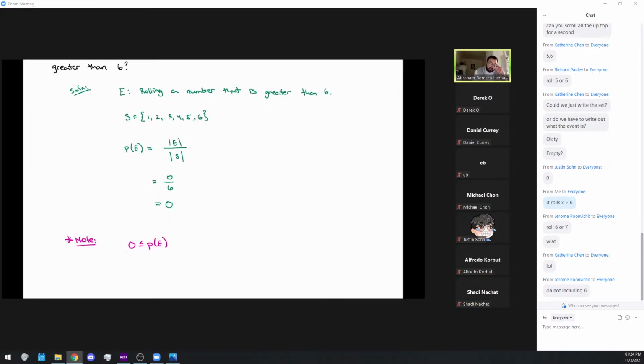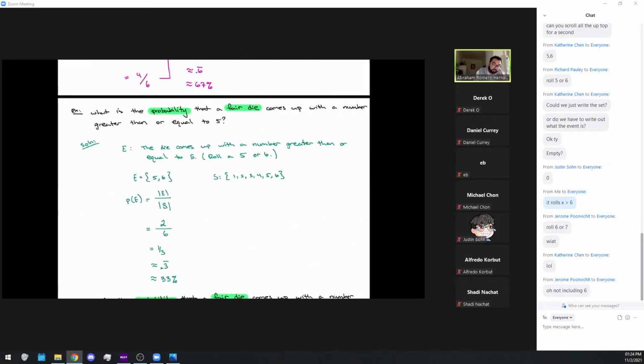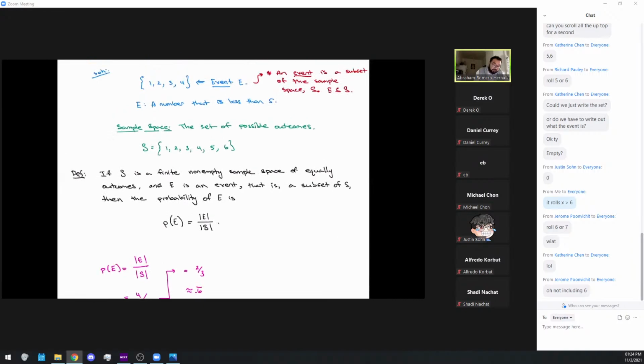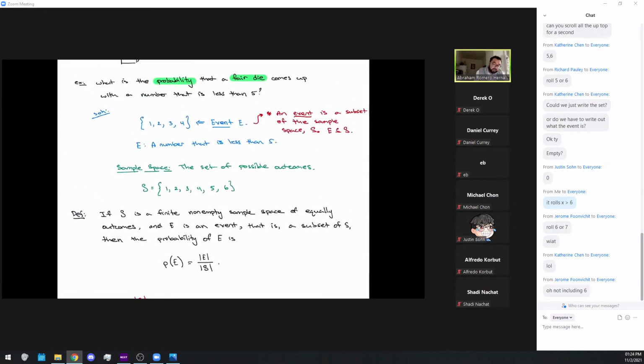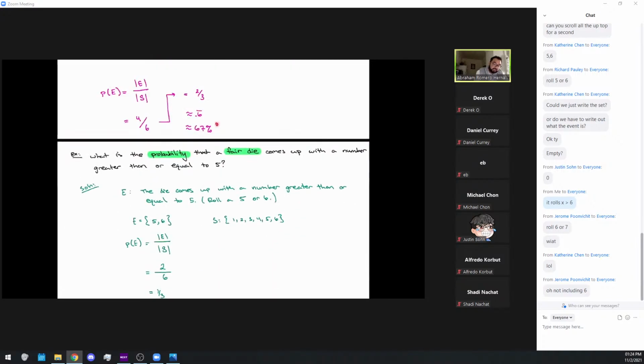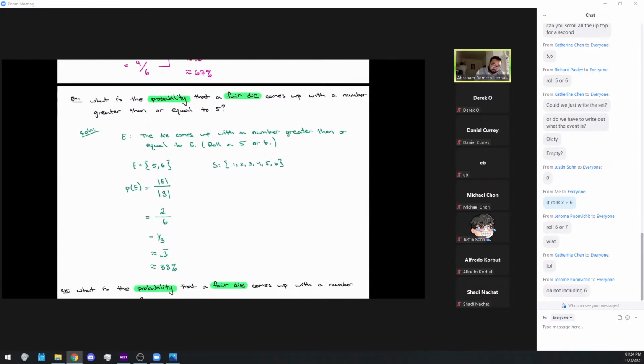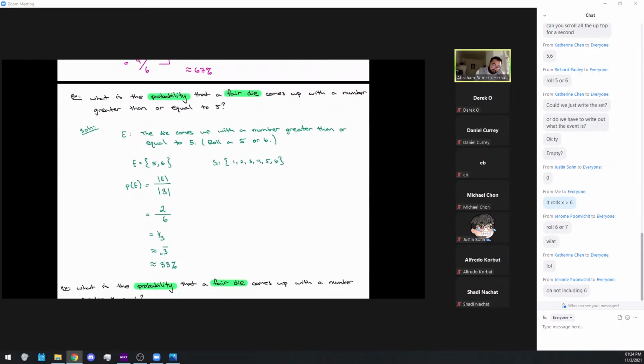Okay, another thing about the probability. If you look at the first two examples that we did, what is the probability that a fair die comes up with a number that is less than 5? The probability of that was 67%, or 0.6, or 2/3. Then this one said, what is the probability that a fair die comes up with a number greater than or equal to 5, so 5 or 6? And it is 1/3, 0.3, or 33%.